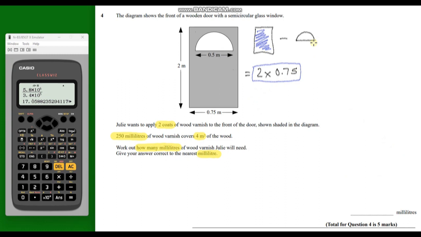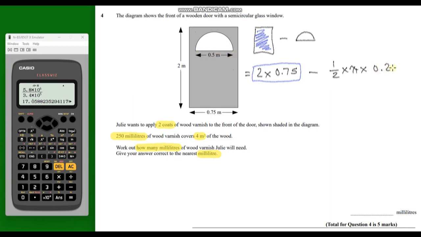And then the semicircle, well, it's half a circle. So the formula for a circle is pi r squared. So it's going to be half pi r squared. So we're going to subtract a half times pi times our radius squared. Well, our radius, be careful, it's not 0.5, it's going to be 0.25 because this is our diameter.